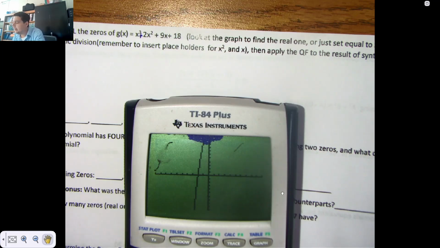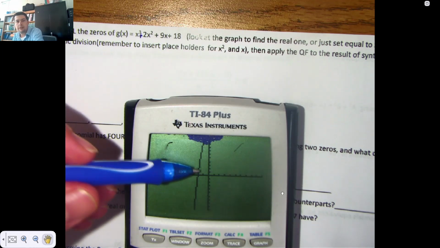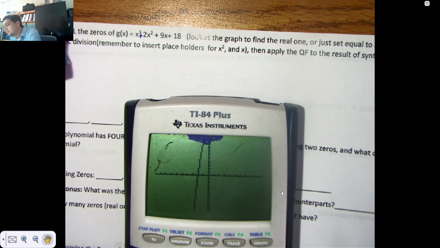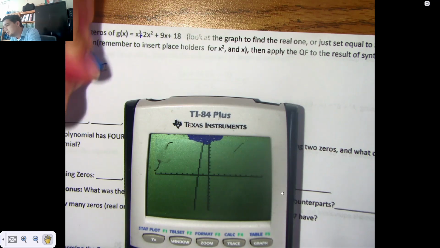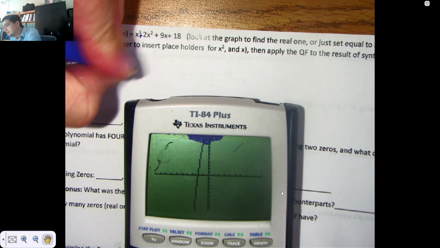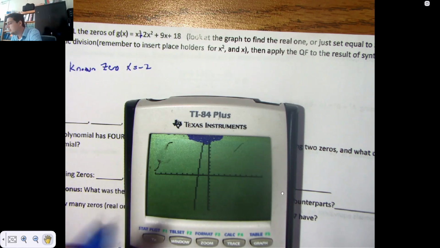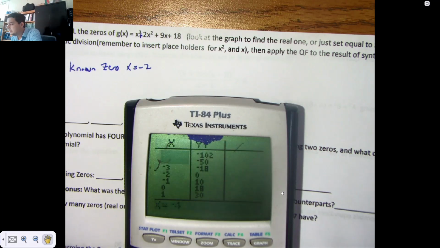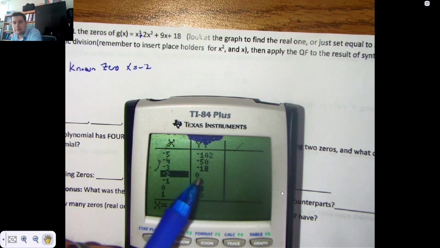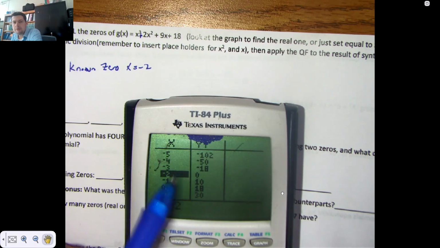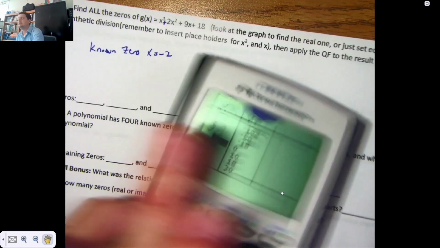Find all the zeros. If you look at the graph, there's one real one. It's right here. The known zero is x equals -2, because that's where y is 0 and x is -2. You can also look at the table. Tables are important. Tables help kids establish and connect dots and make relationships. Anyways, a known zero is -2.